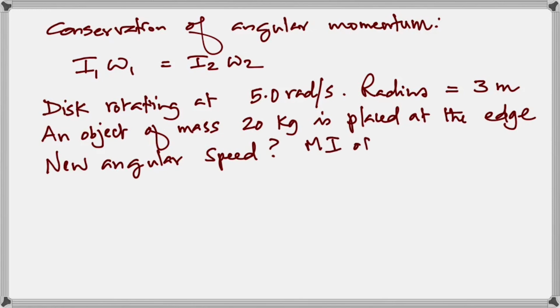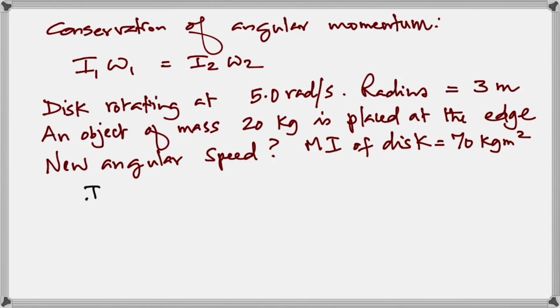The moment of inertia or the rotational inertia of the disk is given as 70 kilogram meter squared. So in order to work out this problem, we are going to use the conservation of angular momentum. I1 is the first case when you only have the disk. I2 is the second case when you have the disk plus you have that mass placed at the edge. So that's I2. Omega 1 is of course 5.0. Omega 2 is what we're trying to find.